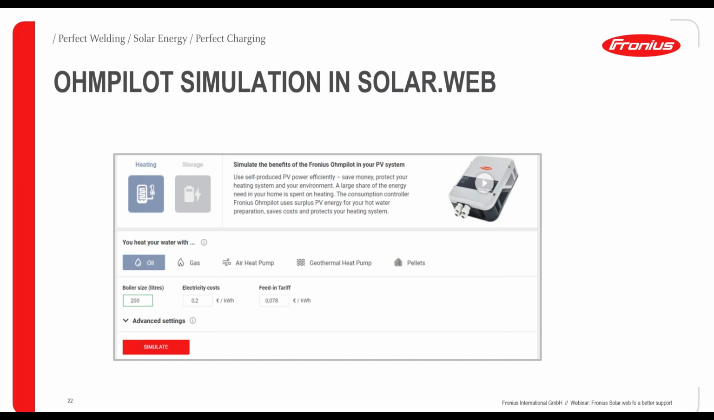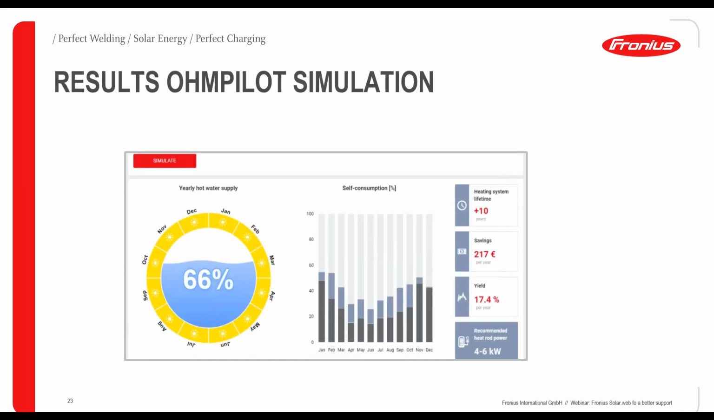So that's basically the data, and then you go to simulate, and you get as a result the self-consumption has been increased now from before about 30% to 66%. You see also the energy in blue, what the OHMPILOT is consuming, and you see on the right-hand side that my heating system lifetime has been increased by 10 years because we're calculating that the customer can switch off his heating source in the summer period. Also, you have savings of, in this case, 217 euros because you do that with your PV power. And the yield has been increased per year by 17%. That means the return of investment can be realized in about 6 years for this investment.